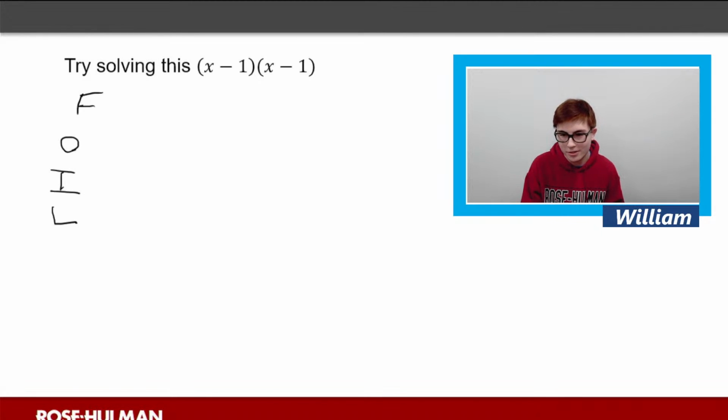Alrighty, I'm going to get started on my end now. So I'm going to take the two first terms, which is the two x's. It's going to be an x squared. And then I'm going to look and say, we did the first terms. Now I'm going to do the two outside terms, which is the x and the -1, which multiplied together is -x. And then we've done the outside terms.